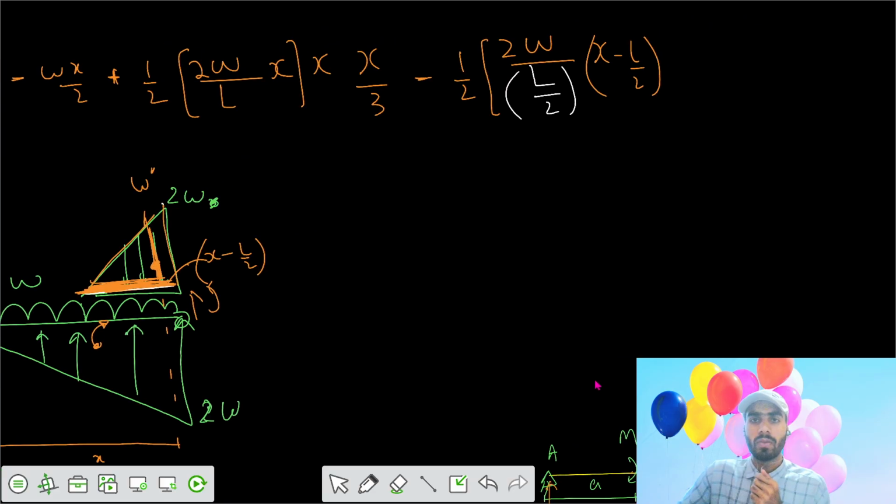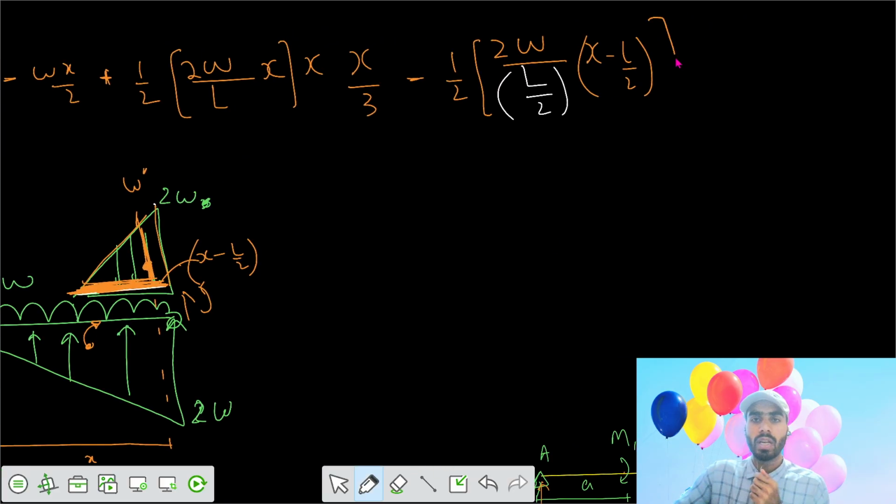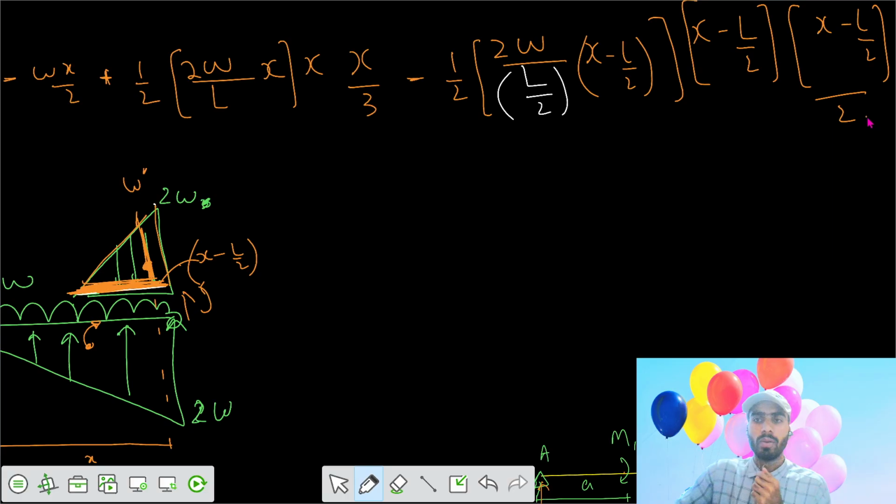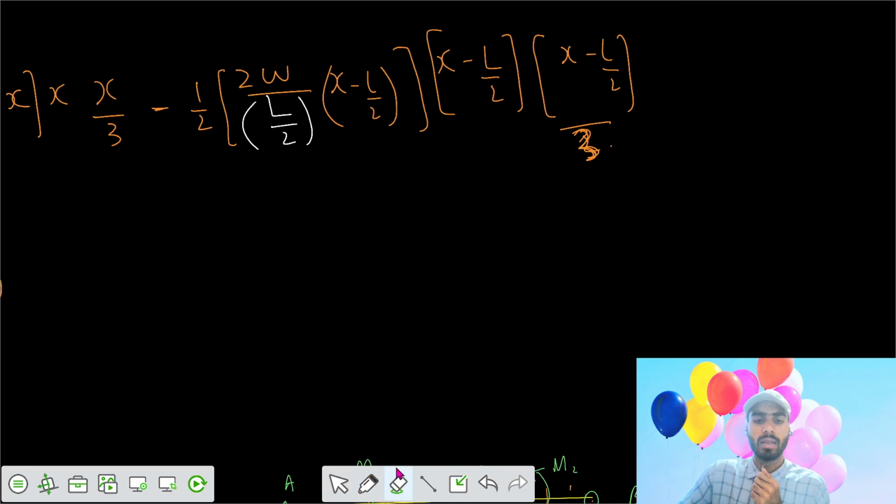And we got the loading intensity w dash. You have to multiply it with the length you need. We need for that base equals x minus L by 2, and similarly it acts at (x minus L by 2) divided by 3, one-third of that base. So we have that moment at x. So finally we got the moment at x equals EI d2y by dx2.